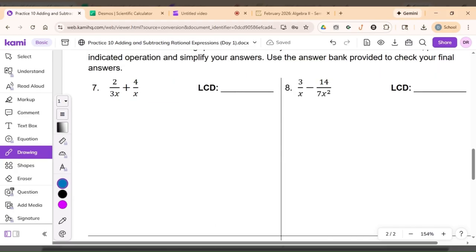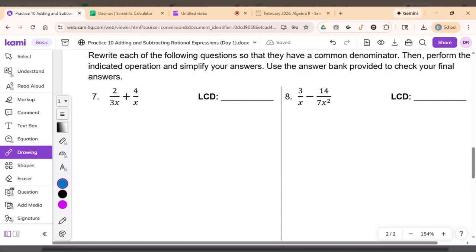All right, a couple other things. When we look at this next one, we have fractions that are not matching. So number 7, we have a 3x here and just x there. So what we realize is the second fraction is missing something that the first one has. The second fraction is missing that 3. So we're going to multiply both of these by 3. That means our common denominator is 3x.